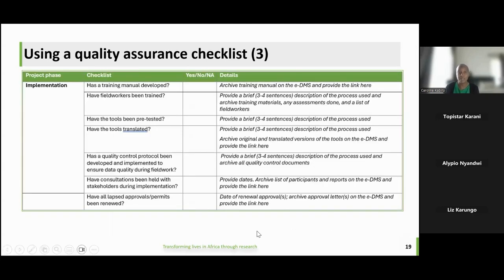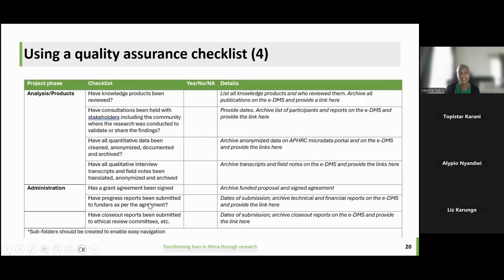Then for the implementation, have you developed a manual for your field workers? Have they been trained? Have the tools been pre-tested, translated? Do you have a quality control protocol that's implemented, and any relevant documents? And then even as you implement the project, are you engaging with stakeholders to keep them abreast of where things are? Are you renewing any lapsed approvals and permits?